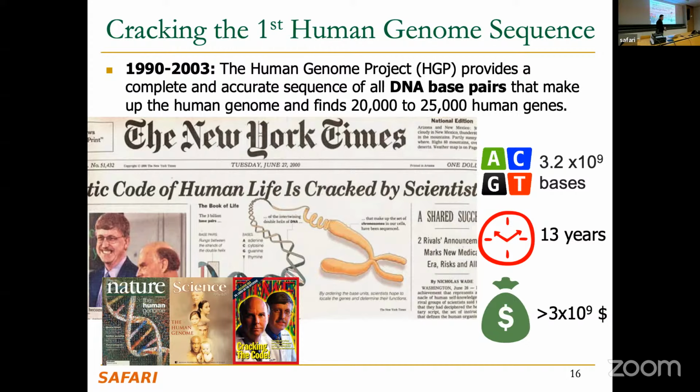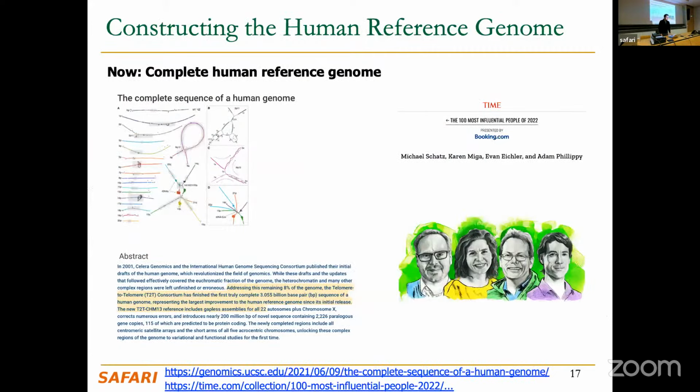By doing so, this was actually an accurate way, which is still being done nowadays, but it's extremely costly. That's why it took a lot of money and time. But even then, it wasn't complete. But as the sequencing technology has improved, 2 years ago, we finally completed the human reference genome in a complete and gapless way. So we currently have the complete version of the human reference genome.